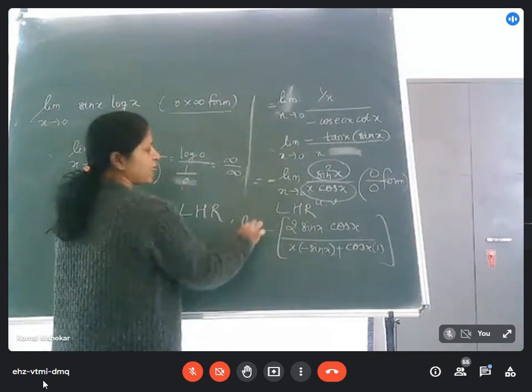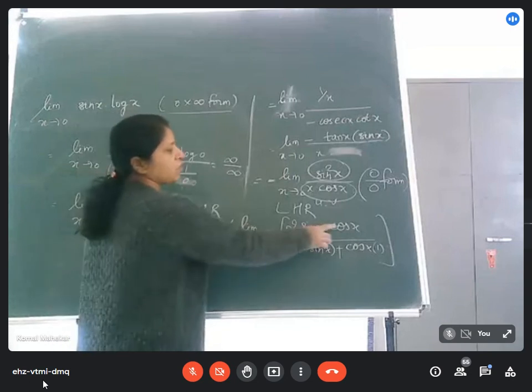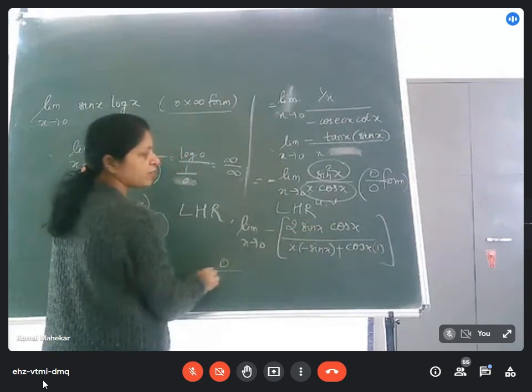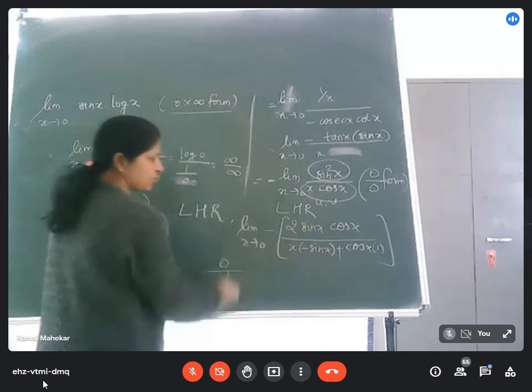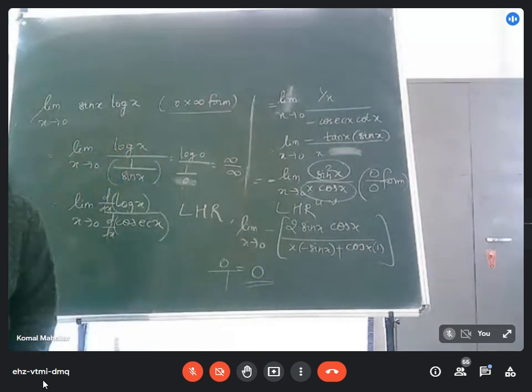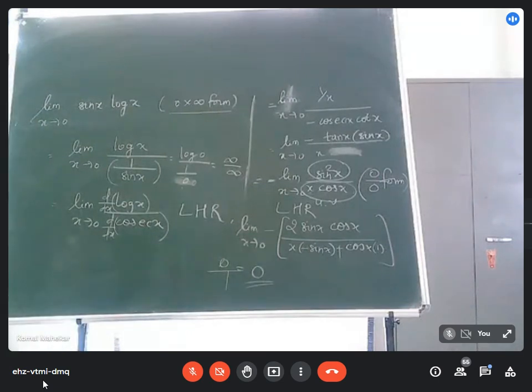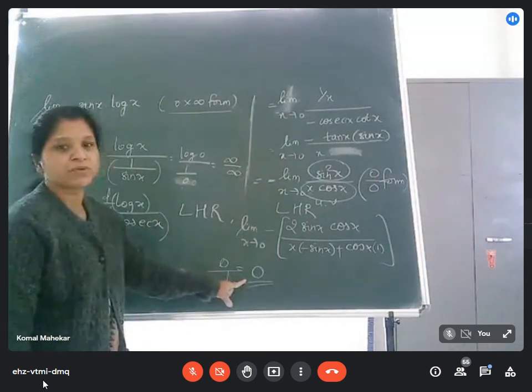यहाँ पे limit apply करो, limit x tends to 0. See what will happen? Sin 0 is 0, cos 0 is 1. So this is 0 in numerator. This is 0, cos of 0 is 1. 0 divided by 1, that is again 0. So limit is 0 here. Okay?